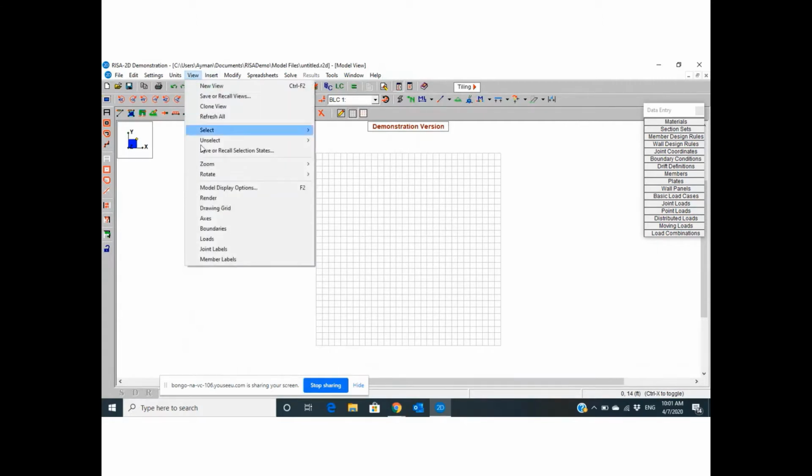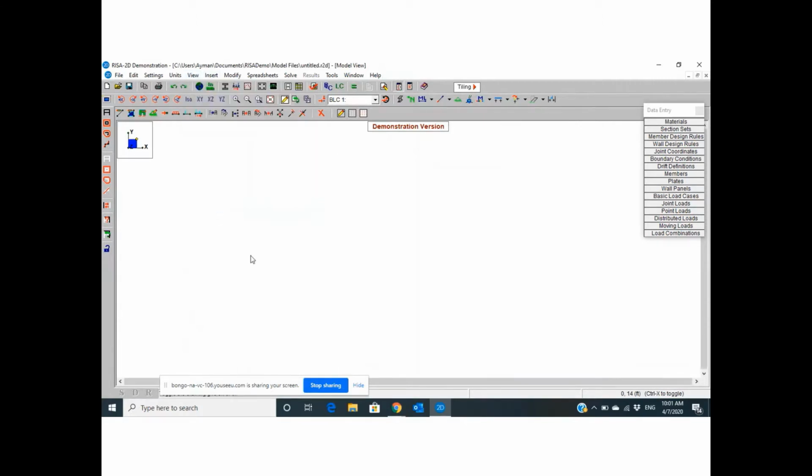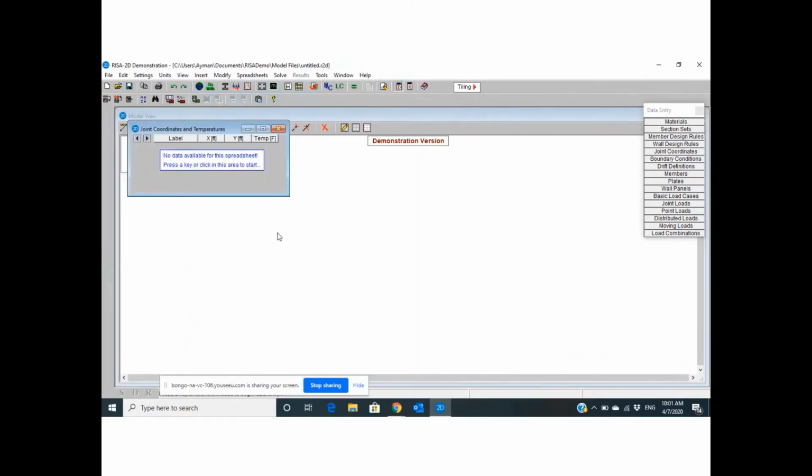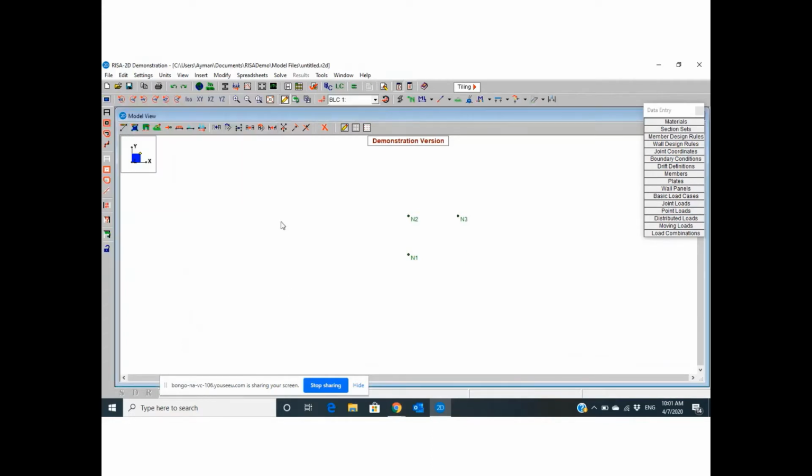View drawing a grid. The first step, insert joint. I will create first node at 0, 0. Second node will be at 0 and 6. Third node will be at 8 and 6.